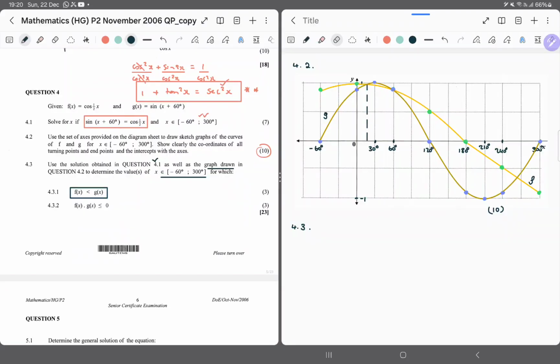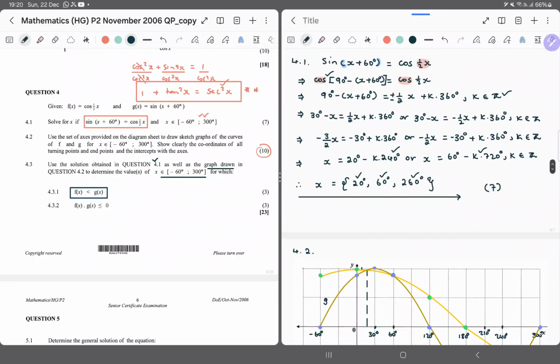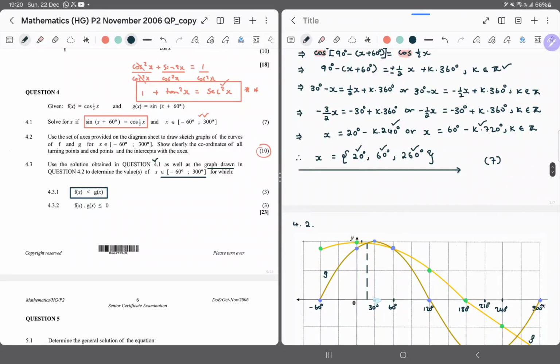Now, can you see this is nothing but the point of intersection? This is a point of intersection between the two graphs. And what did we see from our general solutions? 20, because this is before 30. Okay? So maybe it's a bit outrageous though. It's a bit outrageous. It's right here.